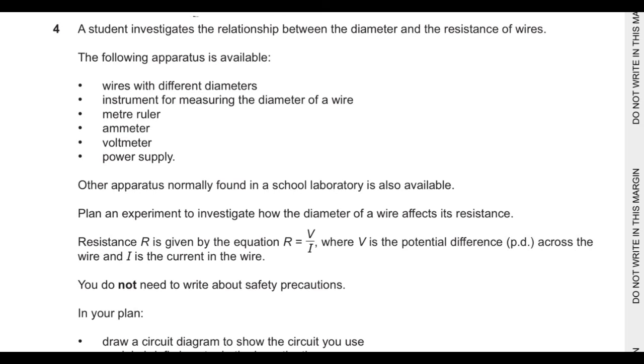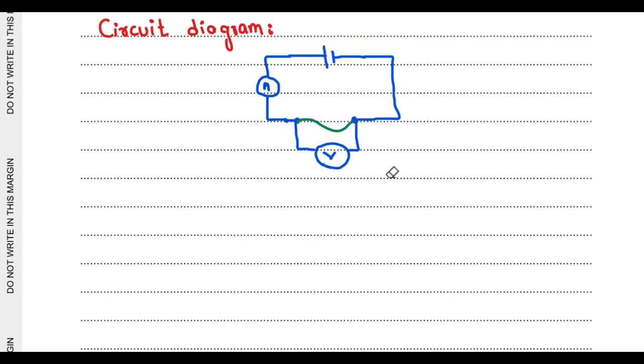Now question number 4, I'm not going to read it, but I'll just simply state that in this experiment we are going to compare the diameters of the wire with the resistance of the wire. Firstly, we are going to draw a circuit diagram. A circuit diagram will look like this. Here we have a voltmeter connected in parallel, an ammeter connected in series. Along with it we have a battery and a wire that we are going to switch with multiple diameters.